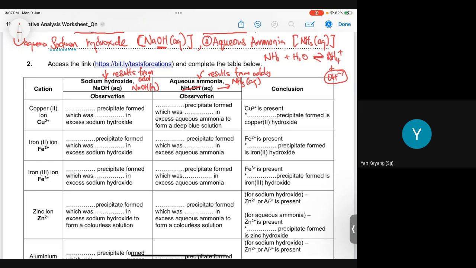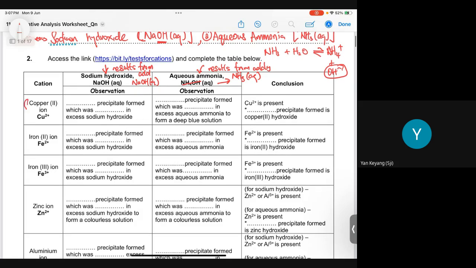Now let's start with the first three. These three cations, if you test them using sodium hydroxide or aqueous ammonia, will normally give you a colored precipitate. PPT stands for precipitate, and most of you would have known already. So copper, iron 2, and iron 3 give you colored precipitate. Let's start from the first one.